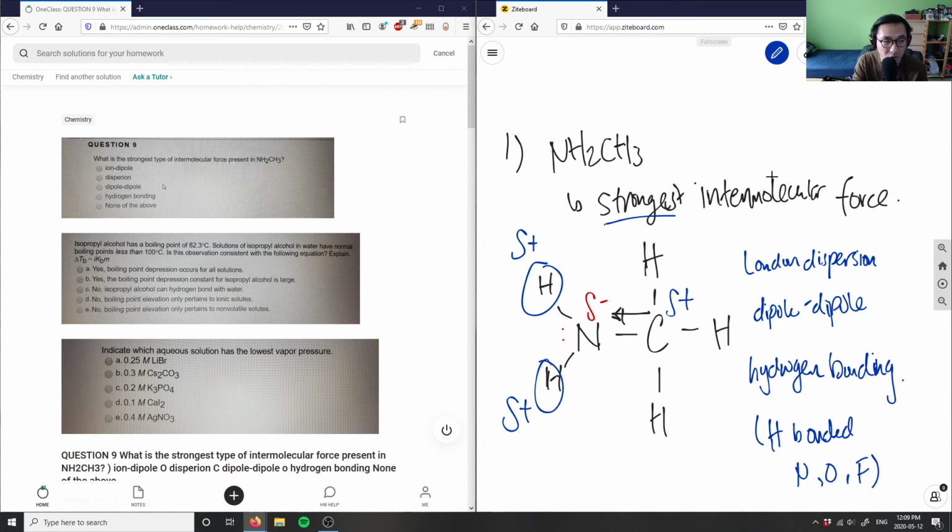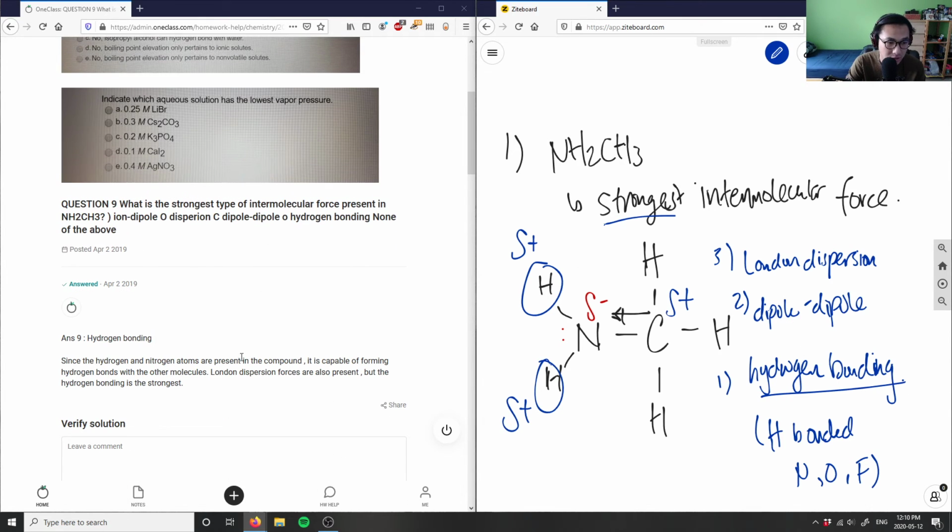Within the 3, if I were to rank them, hydrogen bonding is the strongest one, and then it's dipole-dipole, and then it's London dispersion. So London dispersion is the weakest one, dipole-dipole is the second weakest, and hydrogen bonding is obviously the strongest intermolecular force. So in this case, the answer here is hydrogen bonding. And let's look at the solution here. Answer 9 says hydrogen bonding, which is correct.